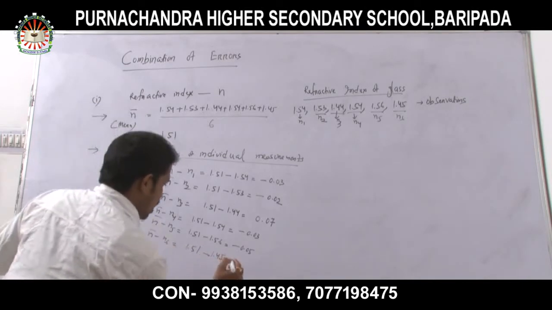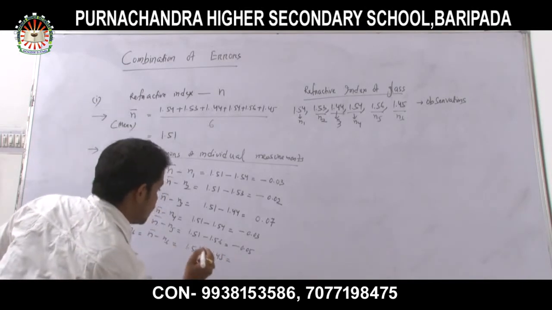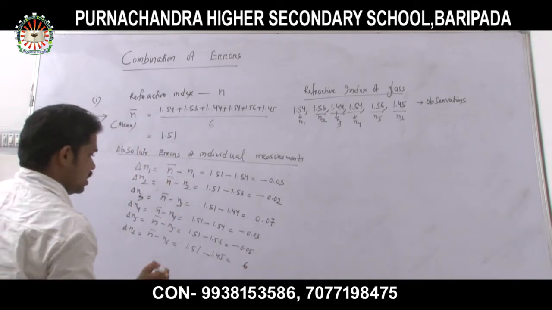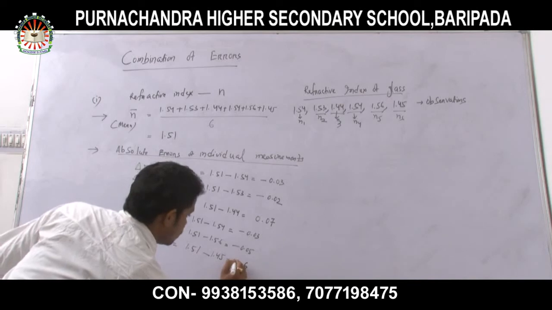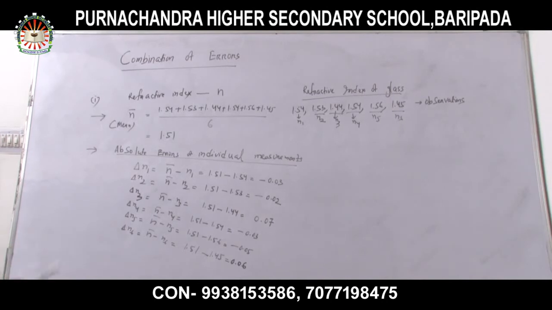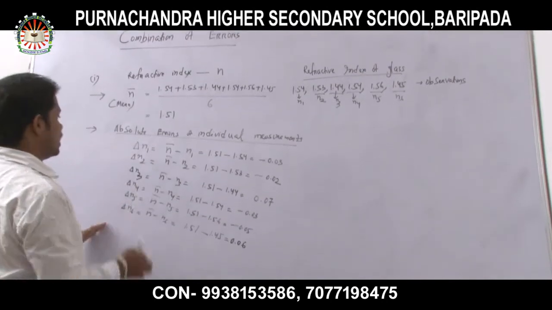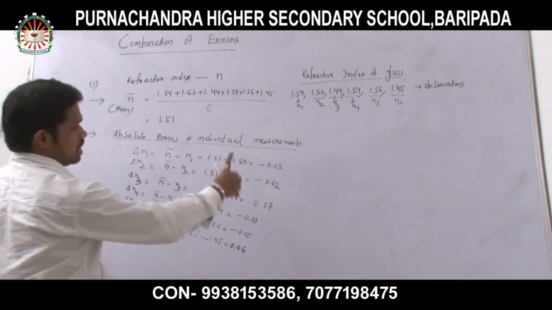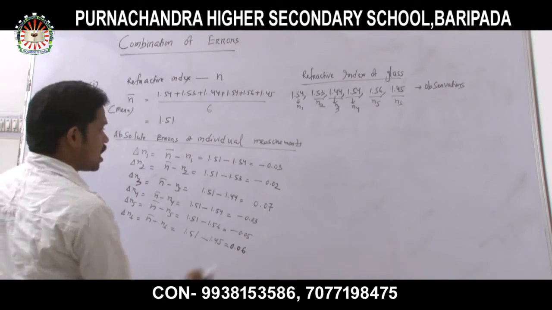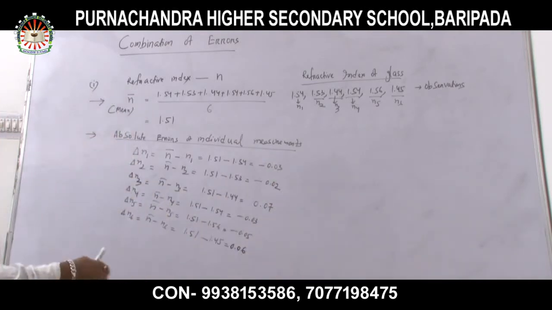Clear? So how much is this? This is your 6. So this is your 0.06. Clear? In this way we find the absolute error in each individual measurement. In the previous class I told you that absolute errors can be positive or negative. Look at it: these are the negative values, these are the positive values. Understood?